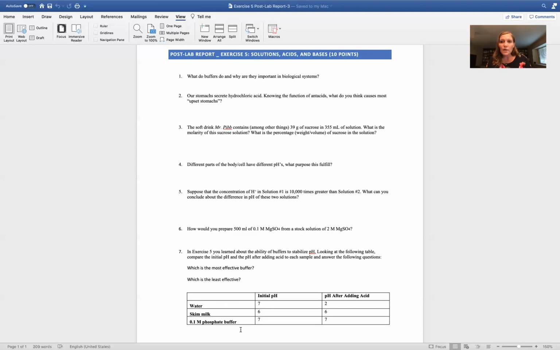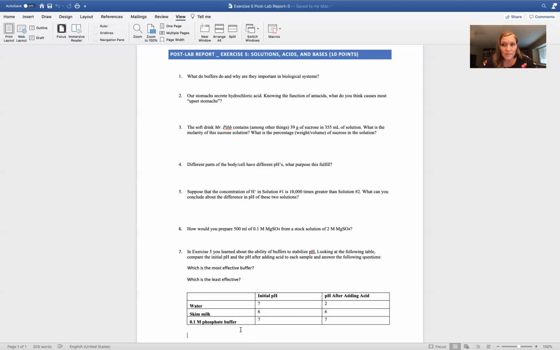So then that leaves two other pieces on this list: water and skim milk. So obviously, skim milk is the best buffer of the two because the pH doesn't change even after we're adding the acid. So if we're looking at the most effective, of course the buffer is going to be the most effective because that's its job. But if we're looking at water versus skim milk, skim milk is definitely the better buffer of those two. Water, on the other hand, starts at a pH of 7, and then after you put the acid in, it moves down to a 2. So it's not pulling anything back at all.